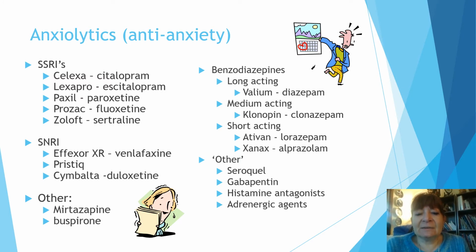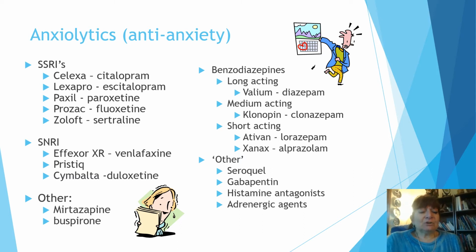There are also histamine antagonists and adrenergic agents that can help with anxiety. For example, a beta blocker like propranolol. Histamine antagonists would be something like a hydroxyzine or a clonidine. Actually, I believe clonidine's an adrenergic agent.